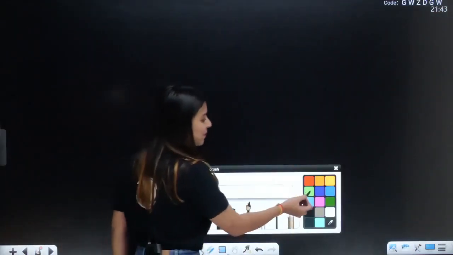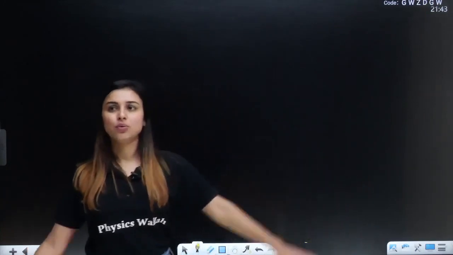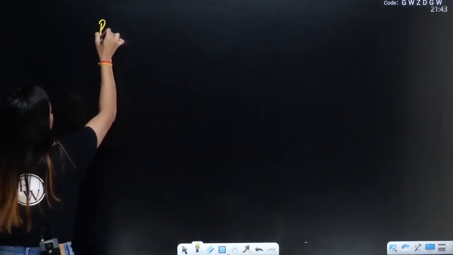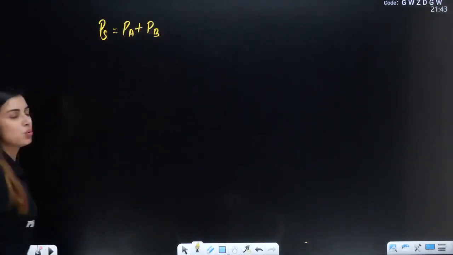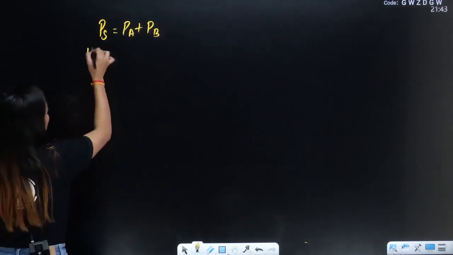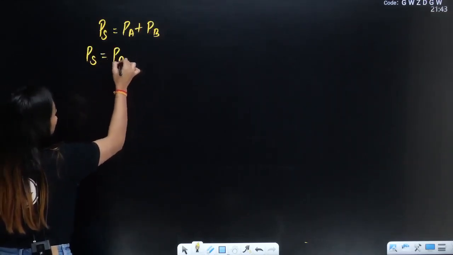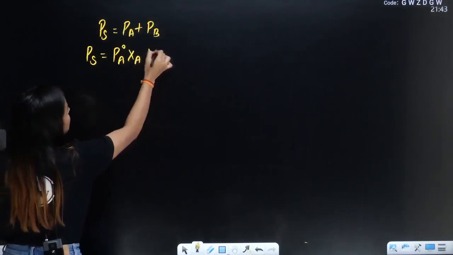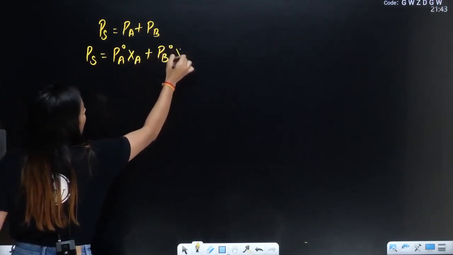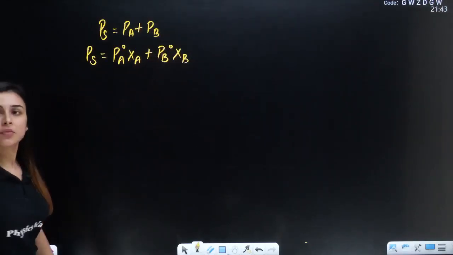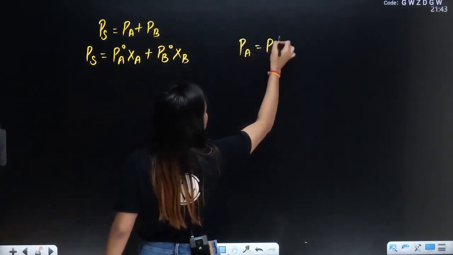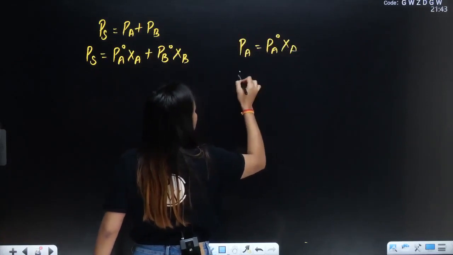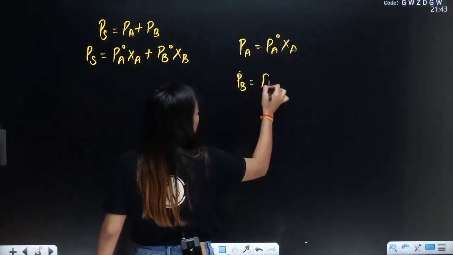See, my dear students. I told you very clearly that PS is equal to PA plus PB. I told you this? Yes, ma'am. Also, I told you that PS is equal to PA naught XA plus PB naught XB. Right? Yes. From here, we know that PA is equal to PA naught XA and I know that PB is equal to PB naught XB.